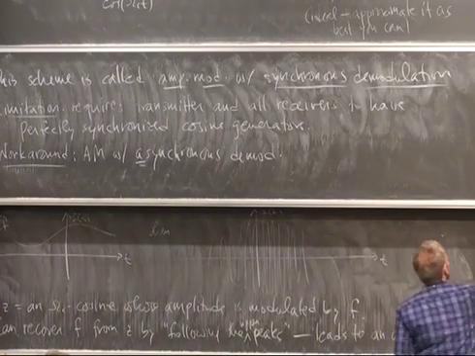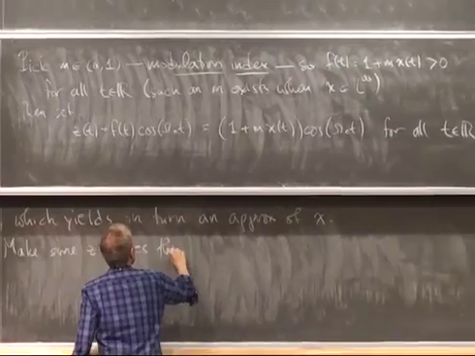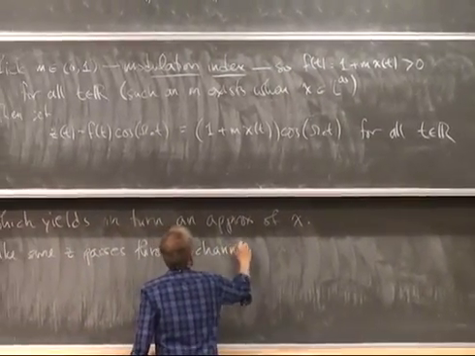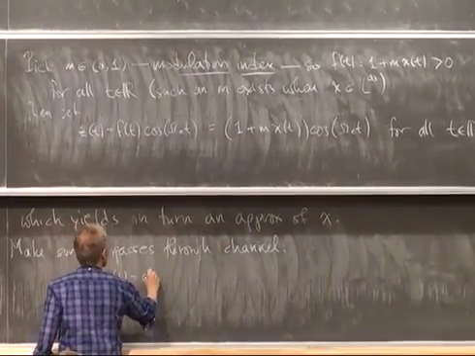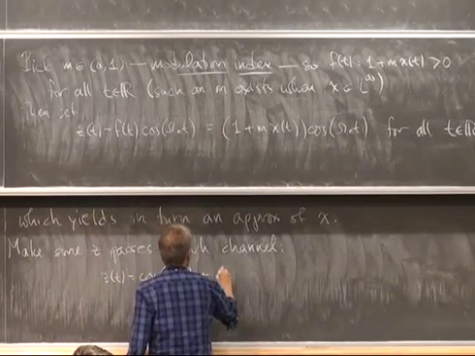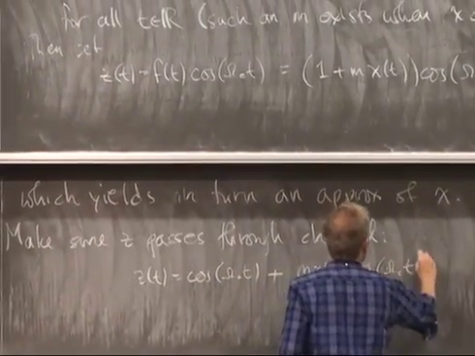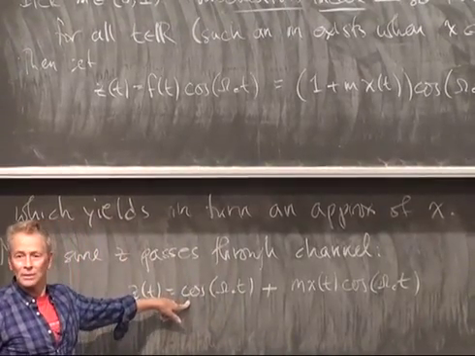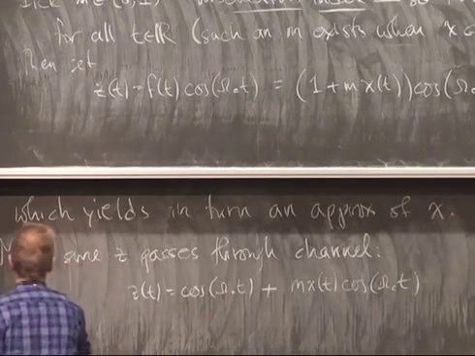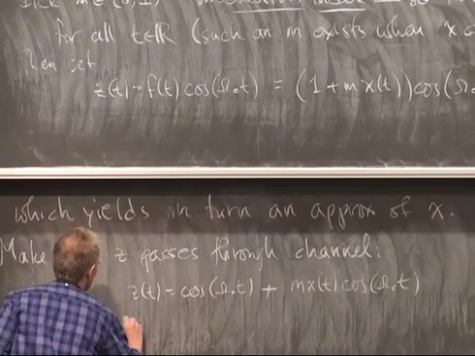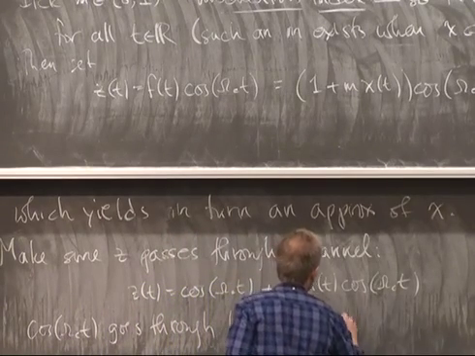Let's make sure that z passes through the channel. So z of t equals cosine omega ct plus m x of t cosine omega ct. This cosine passes through the channel because its frequency is in the passband of the channel. So cos omega ct goes through because omega c is in the channel passband.